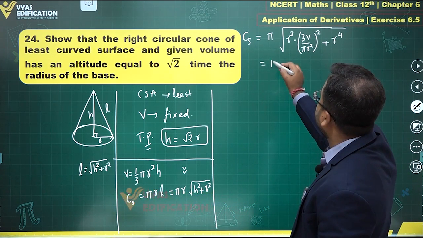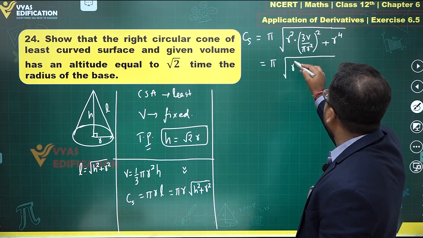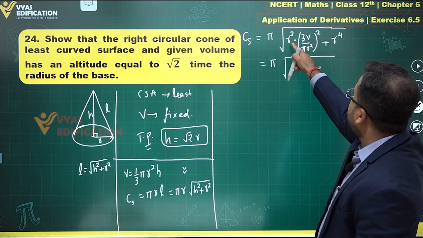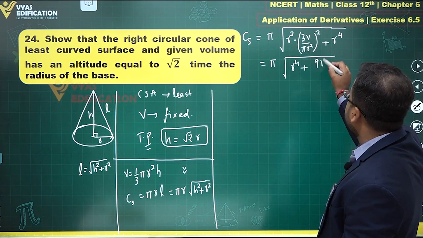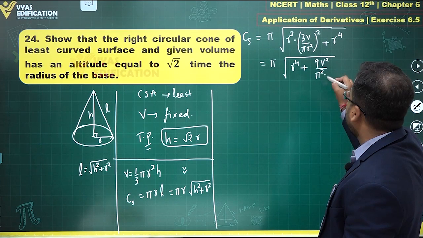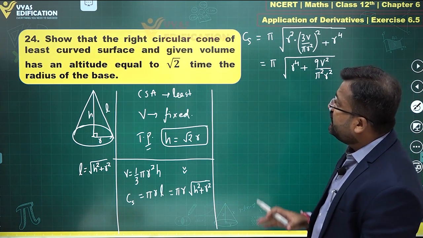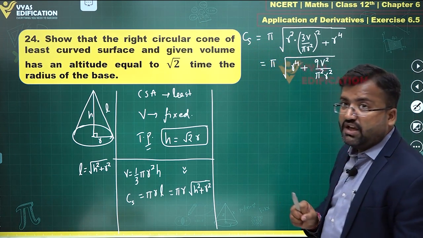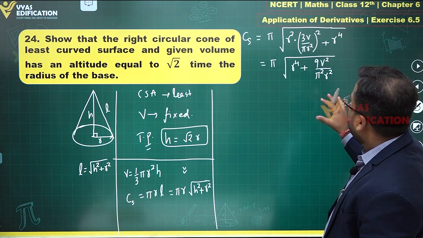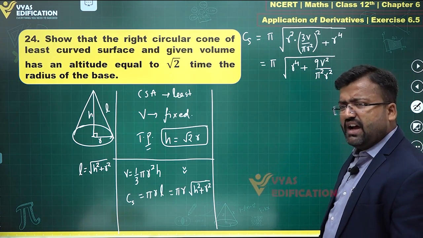This will become pi times, okay, what will this simplify into? Under root of r power 4 plus, r square upon r power 4 in the denominator you will have r square, so this is 9V square over pi square r square in the denominator. This is what you have, right? And for the right circular cone of least curved surface area, we have to minimize this quantity. If we minimize this whole quantity, then we can minimize this under root quantity as well, right?